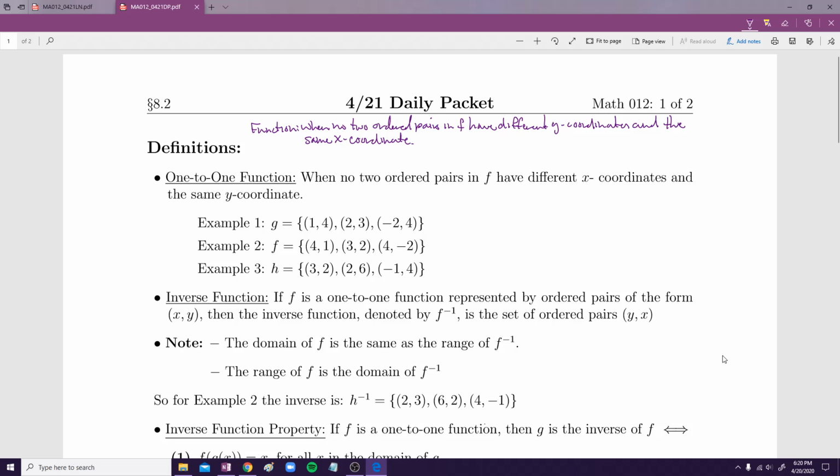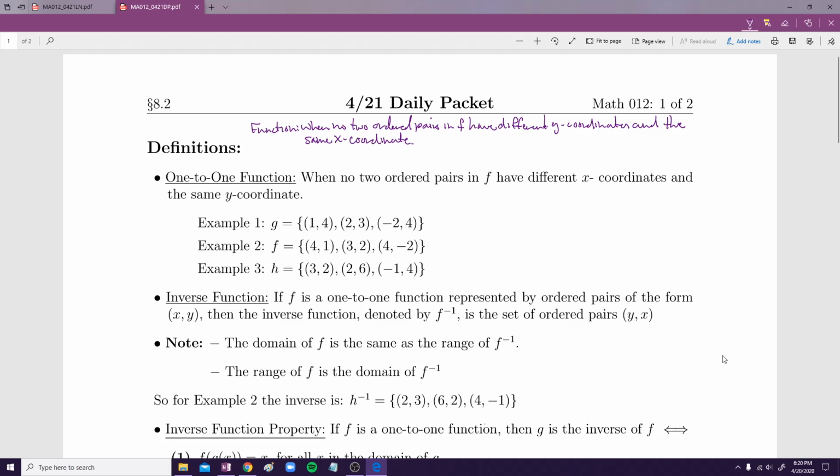Hello, everybody. So today we are going to be covering section 8.2, which will primarily focus on inverse functions. Before we learn what an inverse function is, we have to go through a couple of definitions.